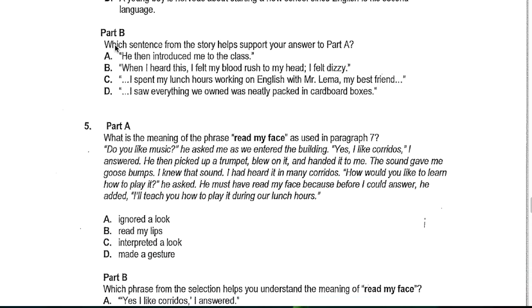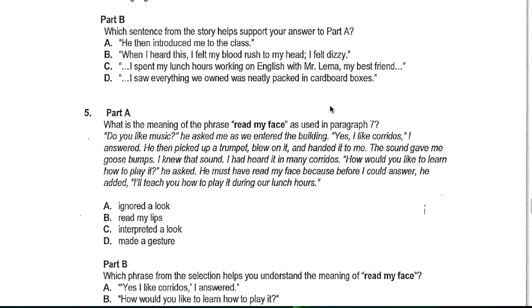Part B. Which sentence from the story helps support your answer to Part A? A. He then introduced me to the class. B. When I heard this, I felt my blood rush to my head. I felt dizzy. C. I spent my lunch hours working on English with Mr. Lima, my best friend. D. I saw everything we owned was neatly packed in cardboard boxes.